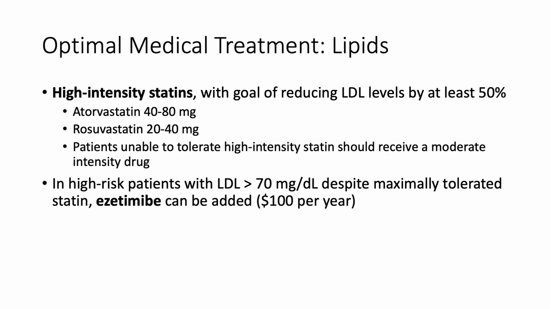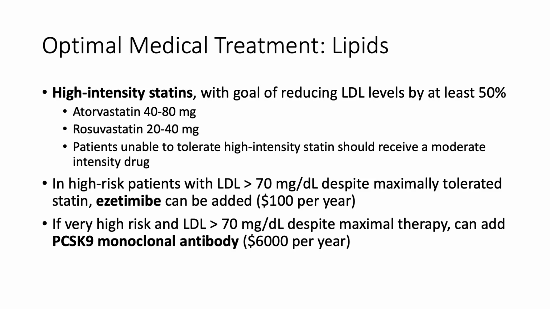If patients are high risk and their LDL remains over 70, the guidelines do recommend adding ezetimibe, which is a pretty cheap drug, to further lower their LDL. If they're very high risk and their LDL is over 70 despite high-intensity statin and ezetimibe, that's when you could look at adding a PCSK9 monoclonal antibody, which is a pretty expensive treatment. Used to be like $15,000 a year, now it's down to $6,000 a year. That is supported by the guidelines as well.